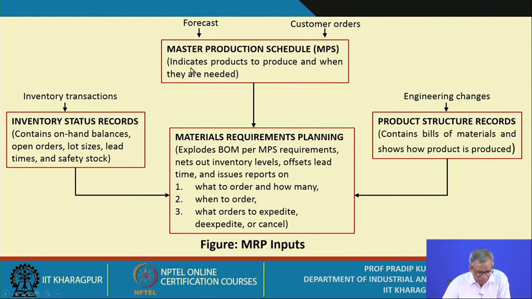Is it okay? So, with these two important aspects to be considered, you have the master production schedule accordingly. Now, this indicates the products to produce and when they are needed, both the quantity or the type of the items, the end items, as well as the timing.